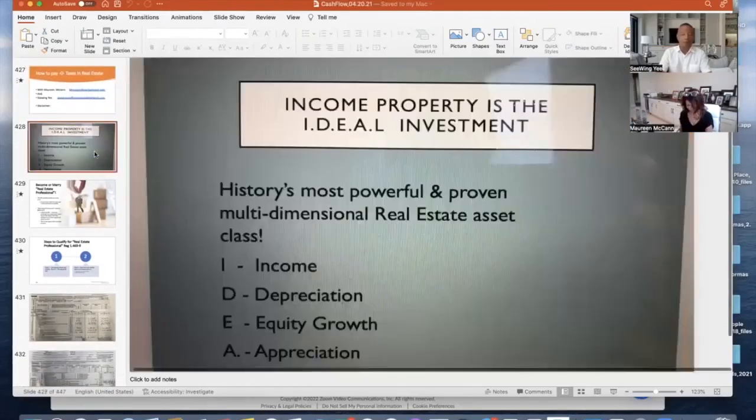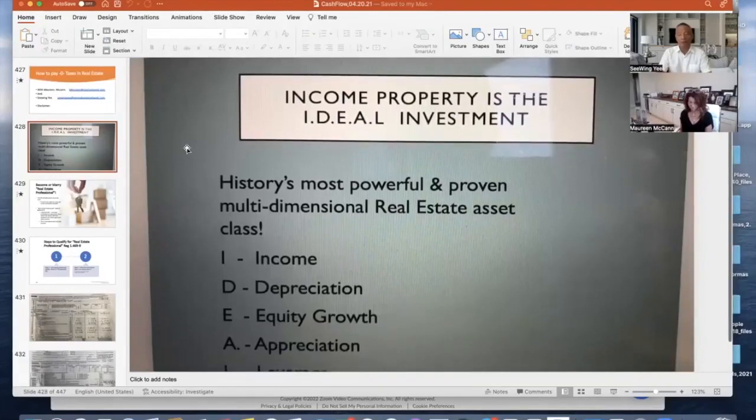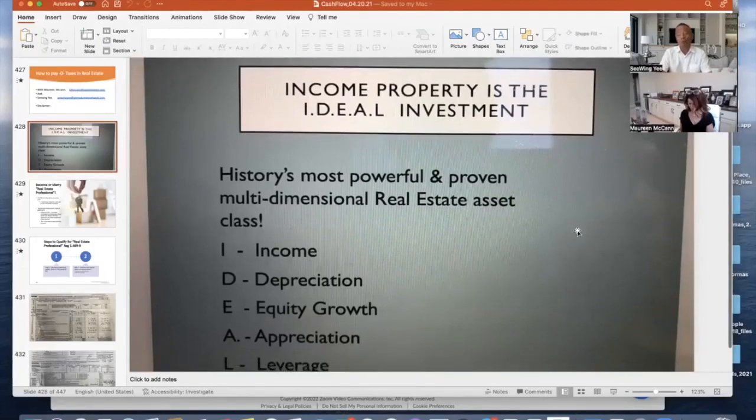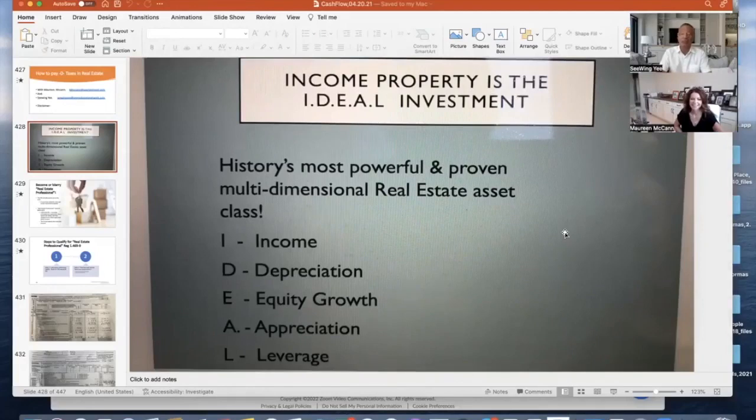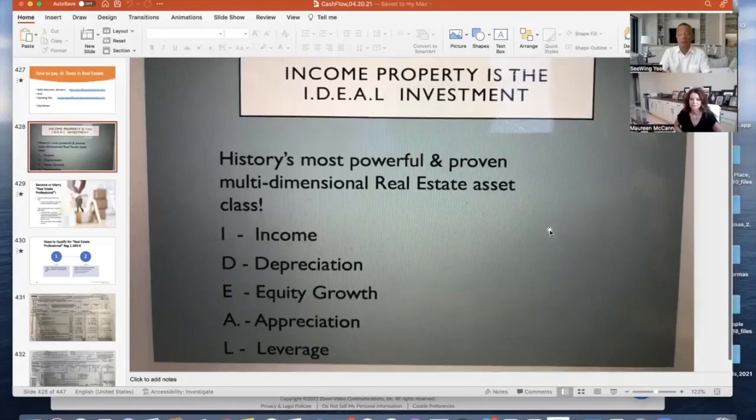Let's go. Before we dive into the topic, we have to take a step back and reiterate the importance of this high-level concept, which is, if you want to become a serious real estate investor and you buy one or more rental properties, on a historical basis, based on a long-term track record of the past 100 years, maybe even more, income property is history's most powerful, proven, attractive and most tax-favored multi-dimensional asset class in history.